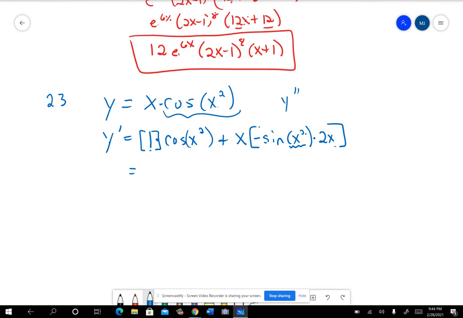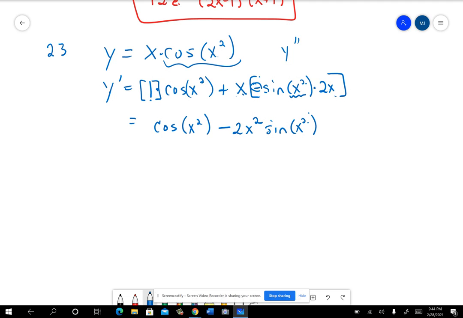And so we wound up then with cosine, and be careful, this is cosine of x squared, not cosine squared x. That's very different. And then here we have a minus. Everything else is positive, so that'll be minus 2. And there's an x times an x, which would be x squared. And then we have the sine of x squared. That's y prime.